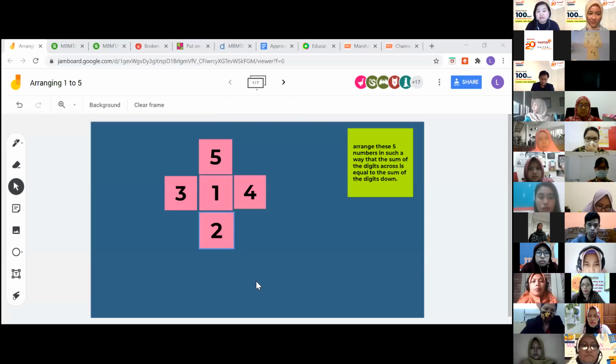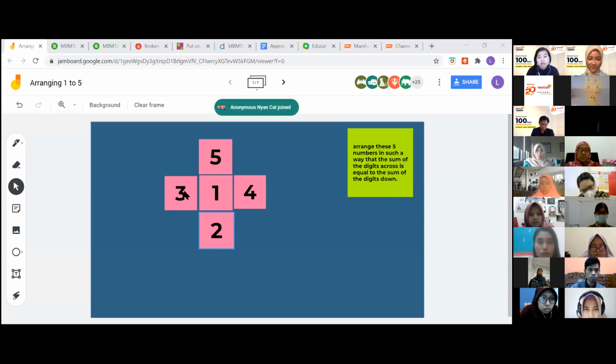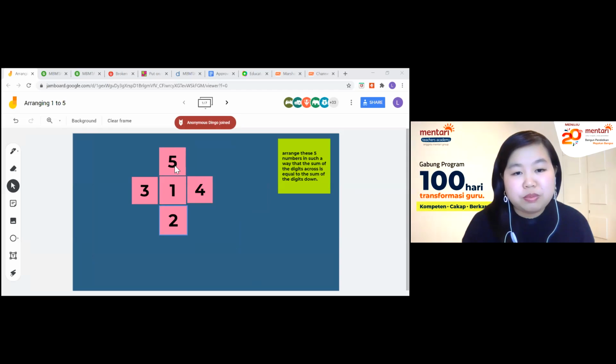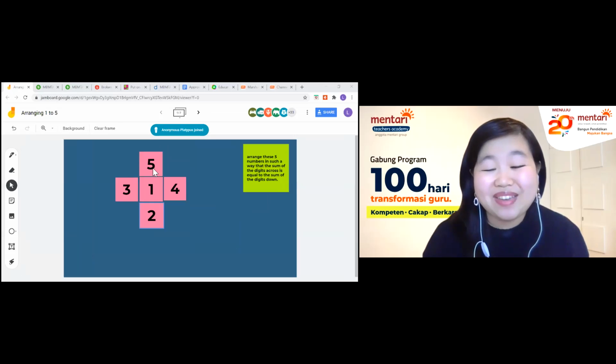So this is actually the first example that I share with all of you, numbers between 1 to 5, and I have arranged it in such a way so that the total number across, in this case, 3, 1, and 4, and the total numbers going down, which is 5, 1, and 2, will be equal. In this case, you will obtain a total of 8 across and down, okay? So do not worry if you wish to rearrange this, which I'm hoping that you would be able to do.